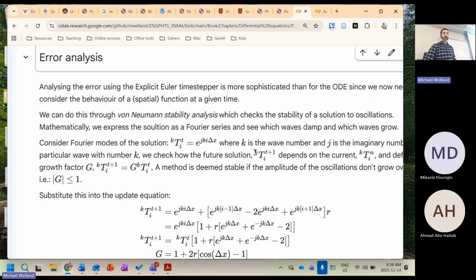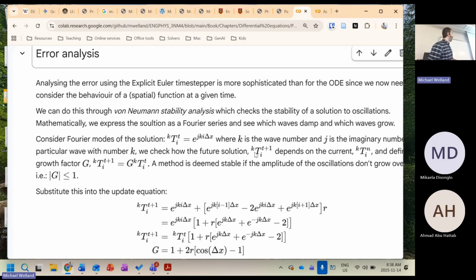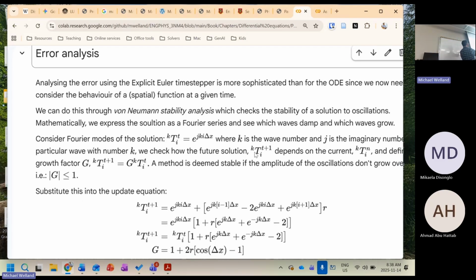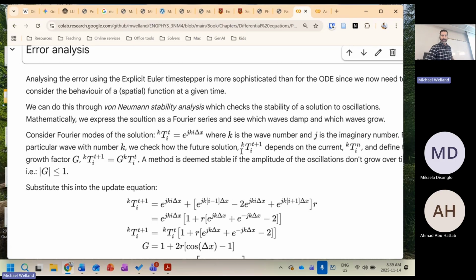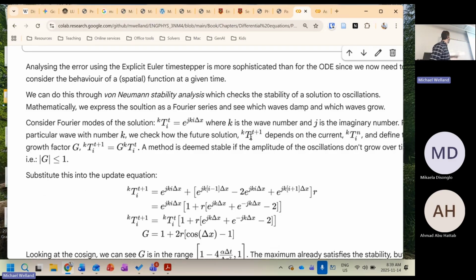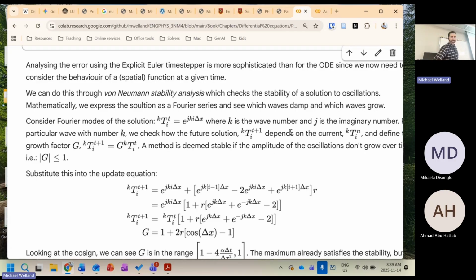Why we're doing delta x here, by the way, is because we're shifting that solution. When we do this, we're looking at the next time step over here and the next spatial step over here. We're just shifting that signal a little bit. What we want to know is what happens to the next guy, and how it depends on the previous guy.